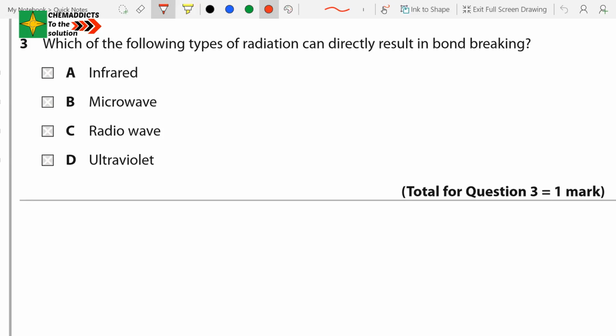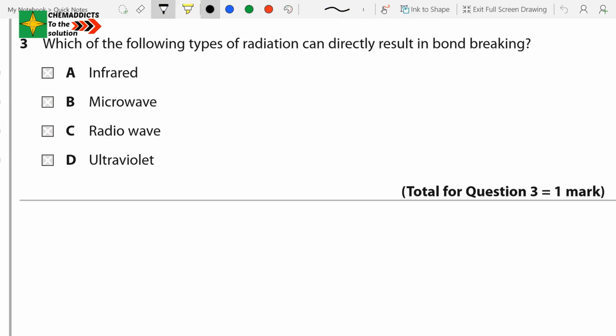So we are solving the Edexcel GCE question paper of chemistry unit 4, May 2016. This is the GCE question paper, so don't get confused. So now let's get back to the solution.